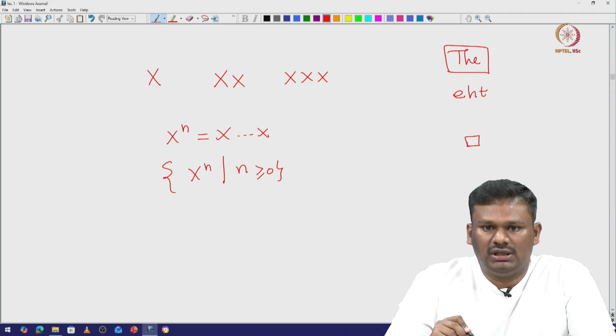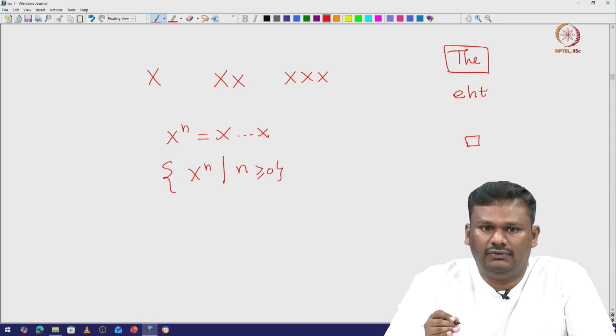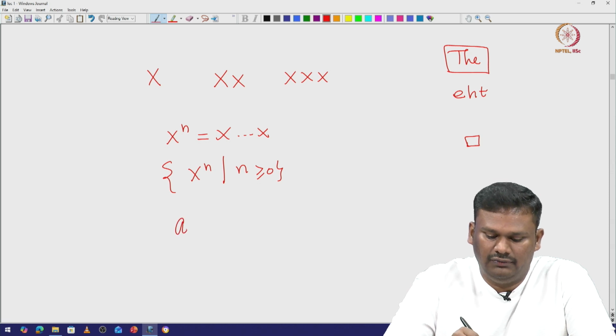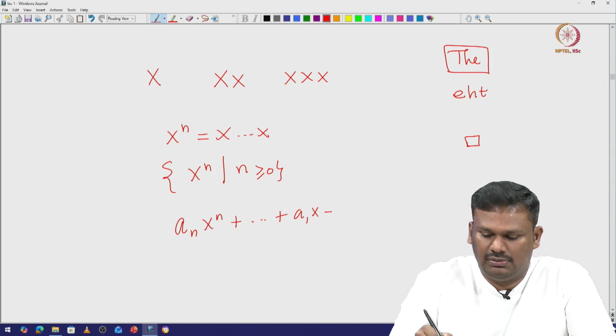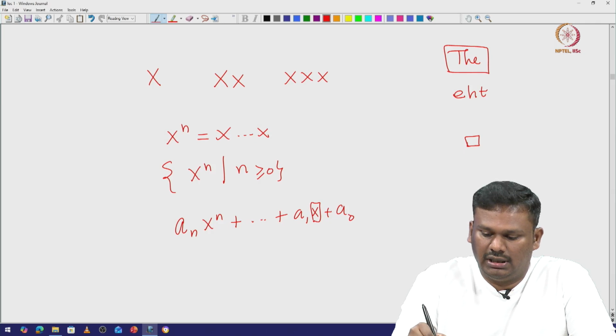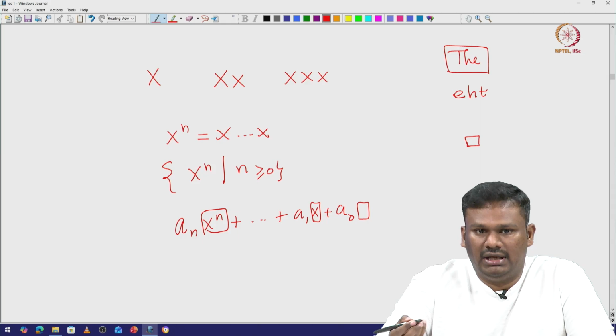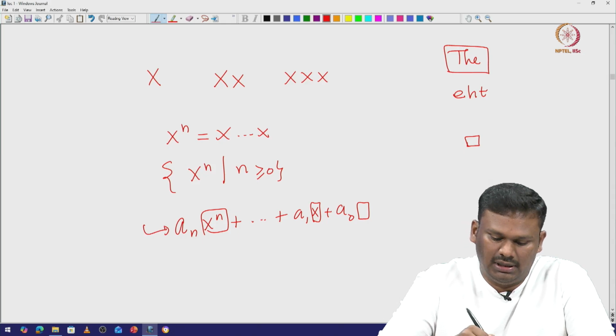So, now what is a polynomial? A polynomial is nothing but, if you are talking about polynomials over R, all I am doing is taking a real linear combination of these words x power n. Okay. So, a typical polynomial will look like a n x power n plus etcetera plus a 1 x plus a naught. So, all I do is take the corresponding words and then take the linear combination among them. So, this is my typical polynomial.